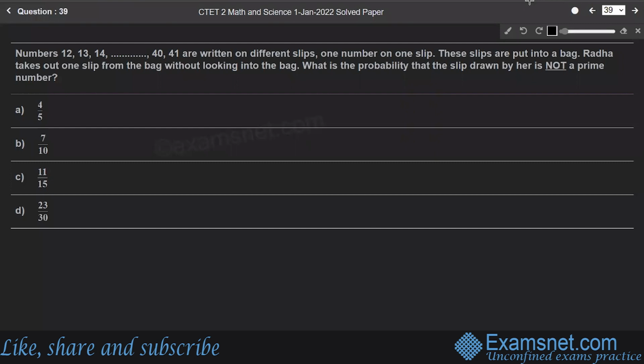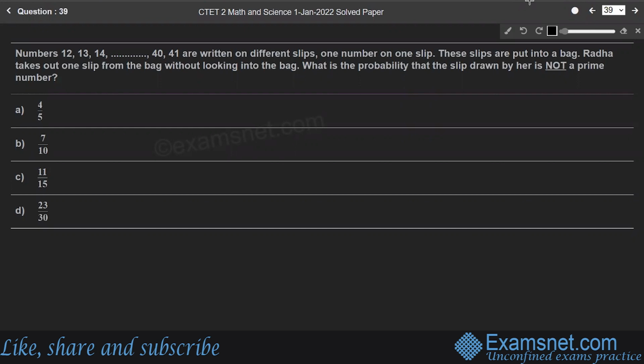Question number 39. Numbers 12, 13, 14, 15, so on up to 41 are written on different slips. One number on one slip. These slips are put into a bag. Radha takes out one slip from the bag without looking into the bag. What is the probability that the slip drawn by her is not a prime number?